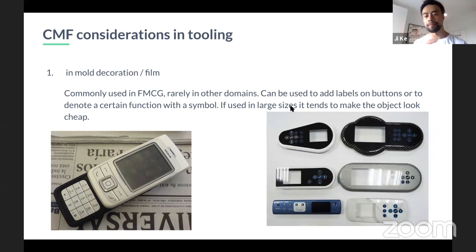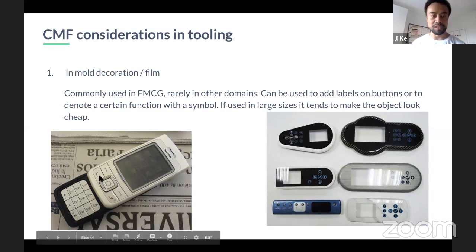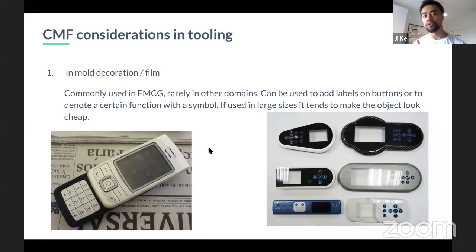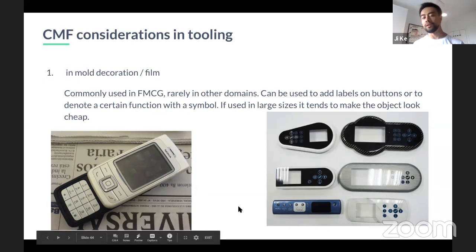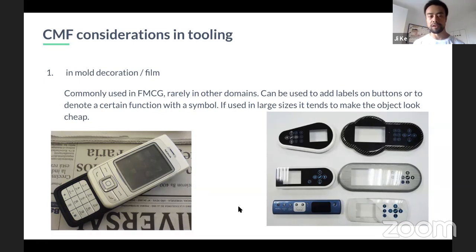And there are a few ways to enhance the design through CMF consideration. One of them is in-mold decoration. That's going back to the 90s when our phones looked like this. Most of these are made through in-mold decoration, but it is extremely expensive, and if you go the cheap way, you will get cheap-looking results like this. So that's not really recommended right now for startups.